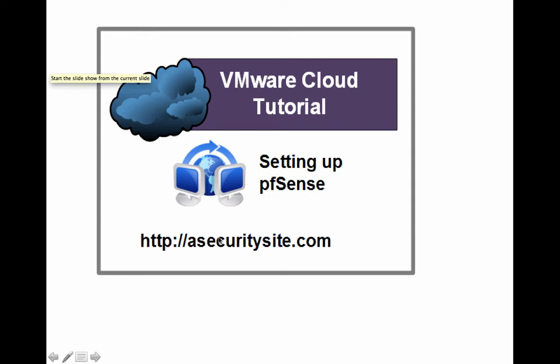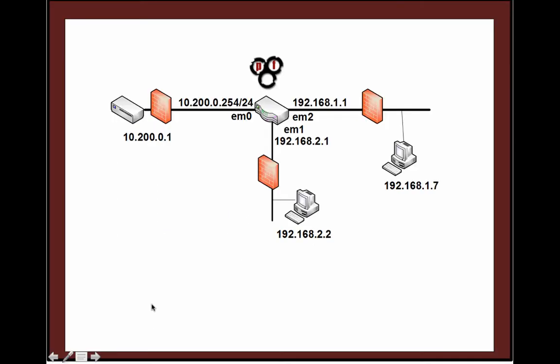Okay, so let's have a look at how we can set up pfSense inside our VMware Cloud. Okay, so this is a simple setup. We've got three main connections. We've got a public, we have a DMZ, and then we have a private over here.